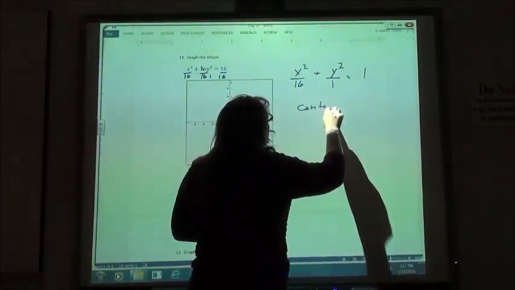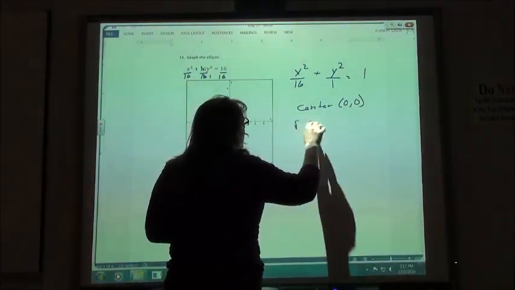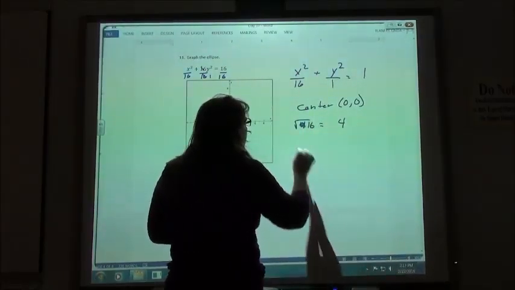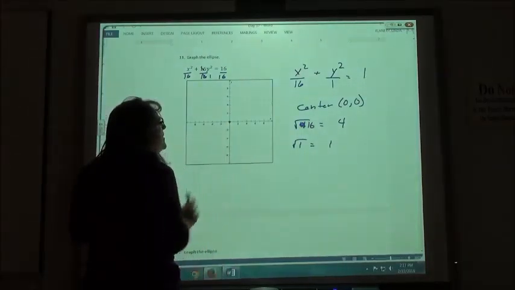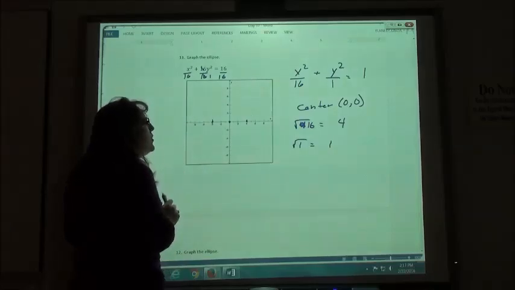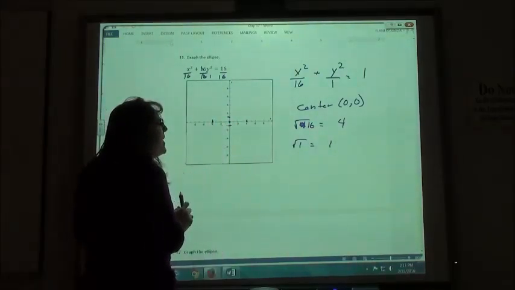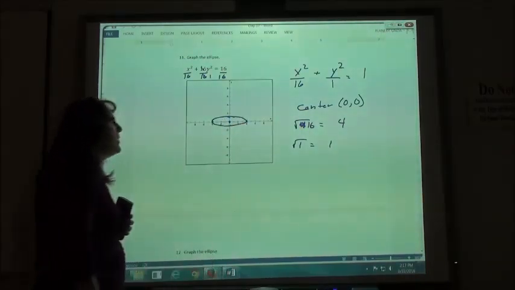Again, my center is going to be at the origin, so at 0, 0, and then the square root of 16 is 4, and then the square root of 1 is 1. So I center it at 0, 0. I go 4 to the right, which also opens it up 4 to the left for my vertex. I go 1 up, which also opens it 1 down for my co-vertex. And my ellipse looks something sort of like that.